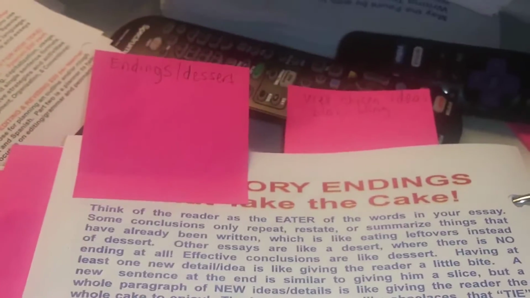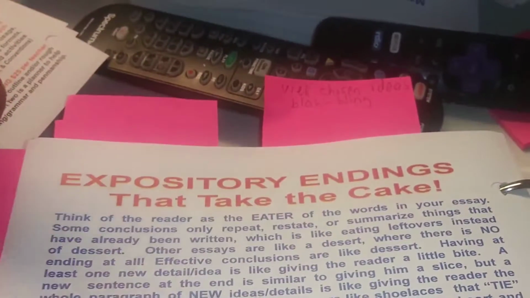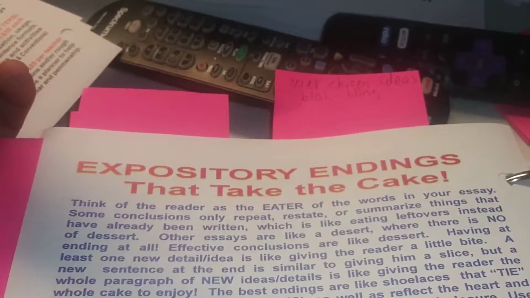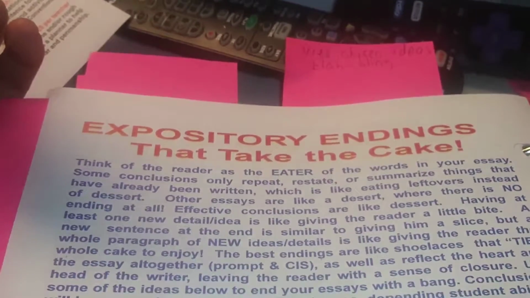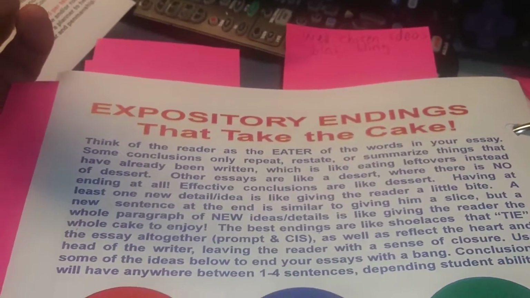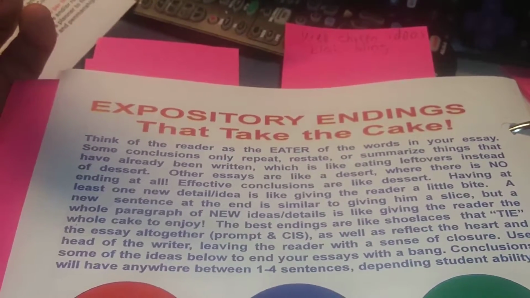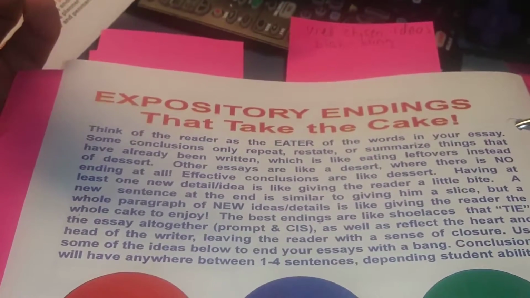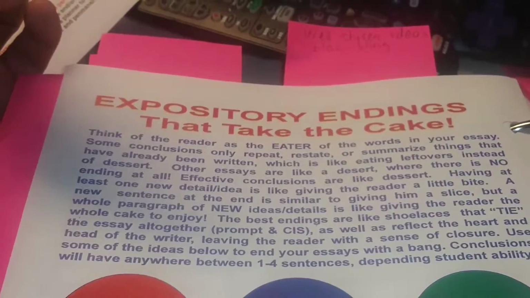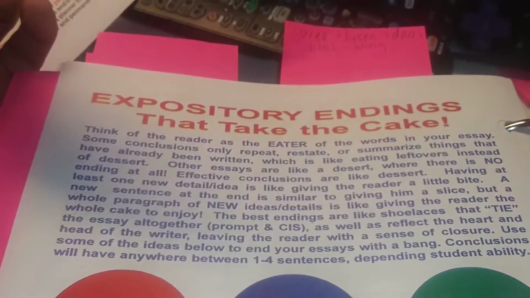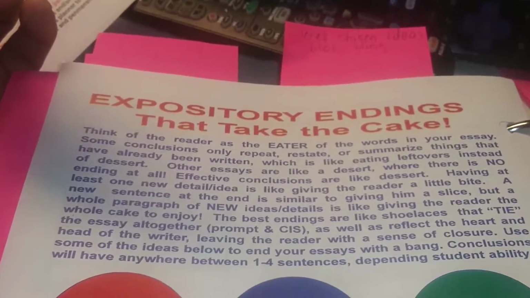Another thing that's important, you want strong endings. So it says here, expository endings that take the cake. So if you think of the introduction as your appetizer, the body could be your meat and your vegetables. So if you have 3 reasons, you would have 1 meat and 2 vegetables. If you have 2 reasons, it would be like meat and vegetables. And if you have just 1 reason, which is fine, you would have just the meat.